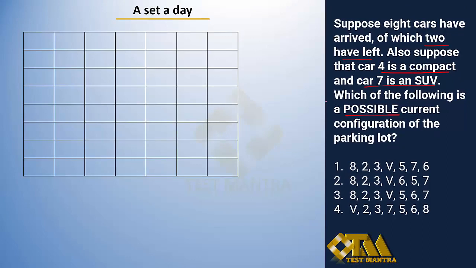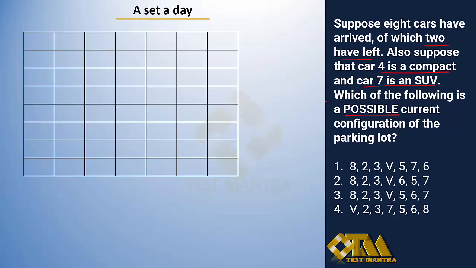Current configuration of the parking lot. So definitely whenever it says possible, I have to go through the options to work on the values. So let's peep at the options. In every option, if you see the first one, it's 8, 2, 3, V, 5, 7, 6. So 1 and 4 are missing. Second case also 1 and 4 are missing. Third case, 1 and 4 are missing. And the next case also, 1 or 4 is missing.